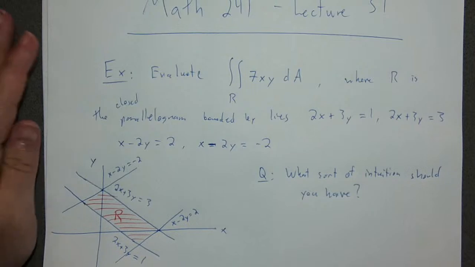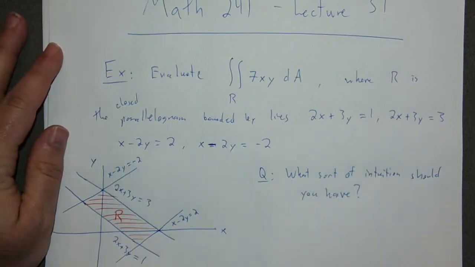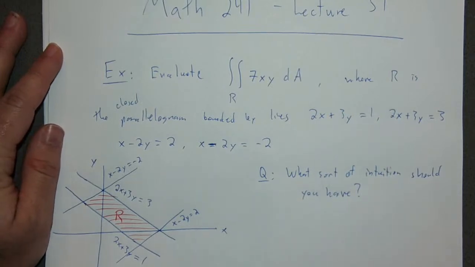Do you see in the boundary of R, which is bounded by these four pieces, something you could do, a substitution you could make, that would immediately make this a nice region?